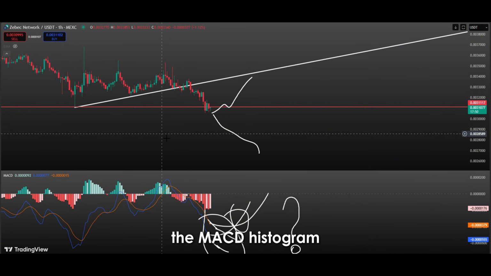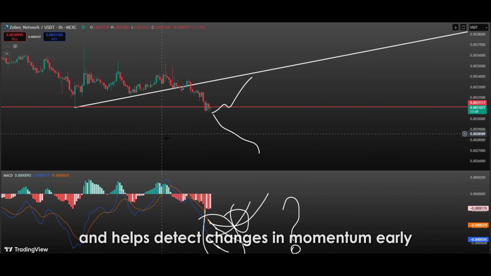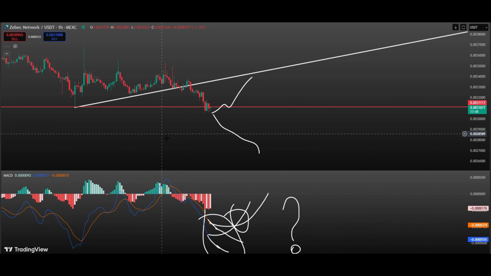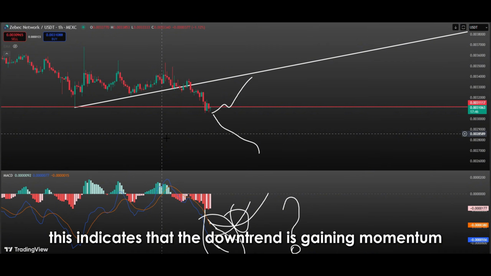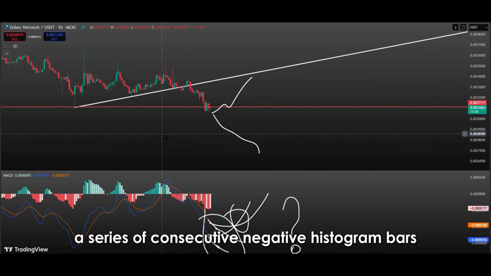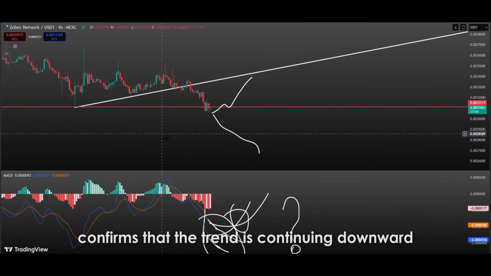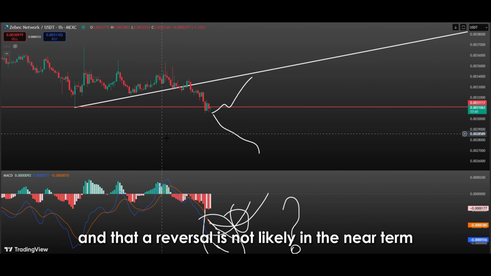Another important point is the status of the histogram bars. The MACD histogram reflects the difference between the two lines and helps detect changes in momentum early. If the histogram bars have turned negative and are growing, this indicates that the downtrend is gaining momentum. A series of consecutive negative histogram bars confirms that the trend is continuing downward and that a reversal is not likely in the near term.